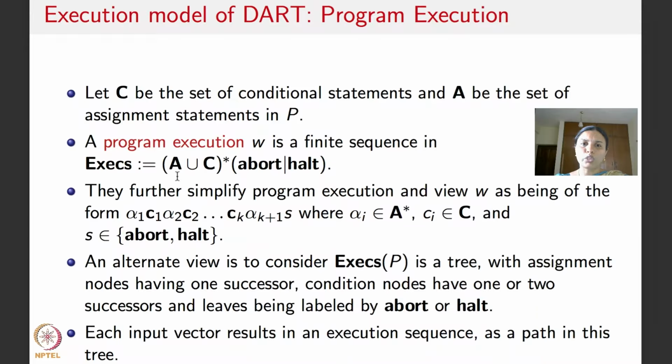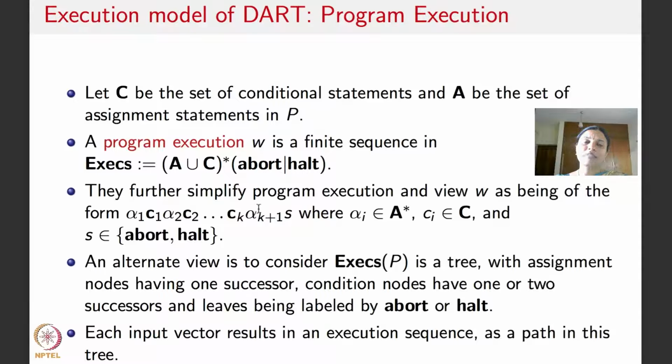So we assume, as I told you, for simplicity, that a program has only conditional statements and only assignment statements. So program execution will be a series of assignment statements and conditional statements, written as A union C, any number of them, which is written using the regular expression star, and the program can either abnormally halt with an abort or normally halt with a halt. So read it like you would read a regular expression. There could be assignment statements, there could be conditions. Star means any combination of them, any number of them. This represents the program ending. Abort represents the program ending abnormally. Halt represents the program ending normally.